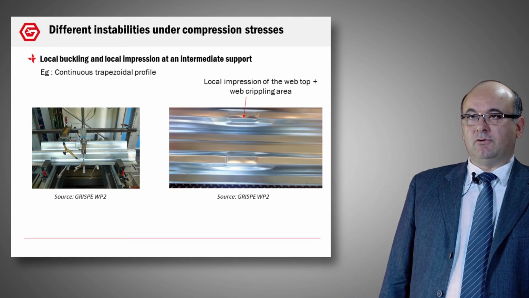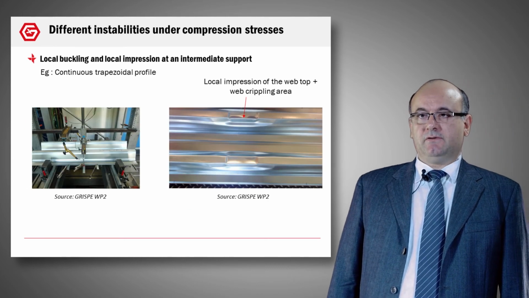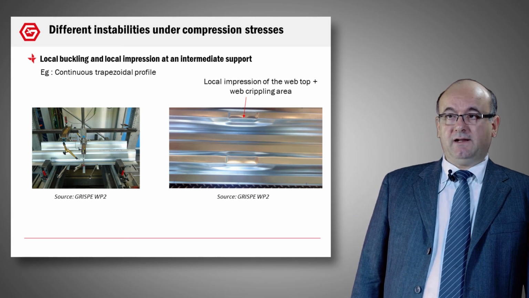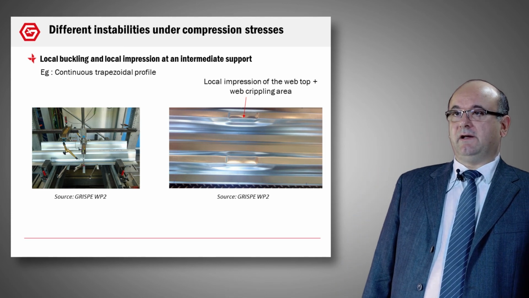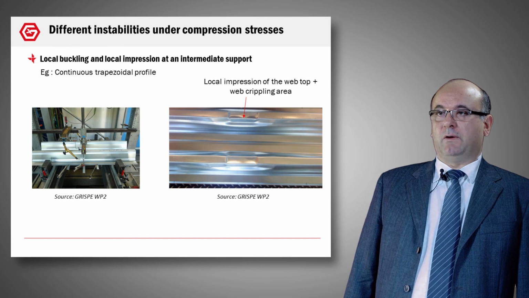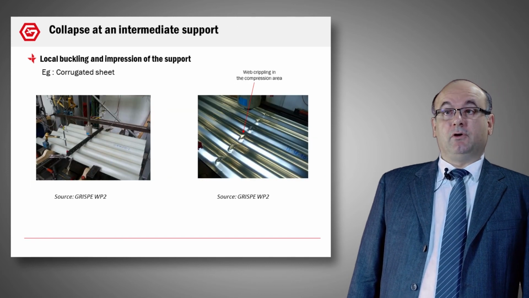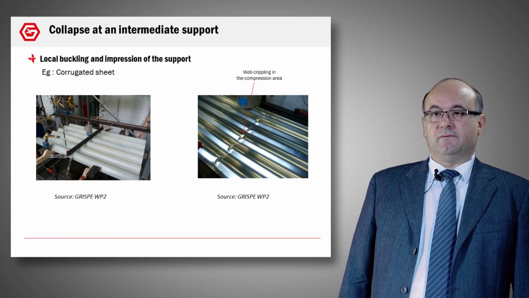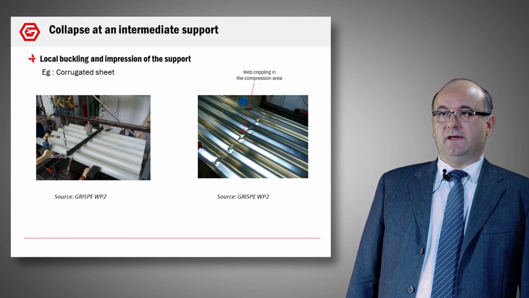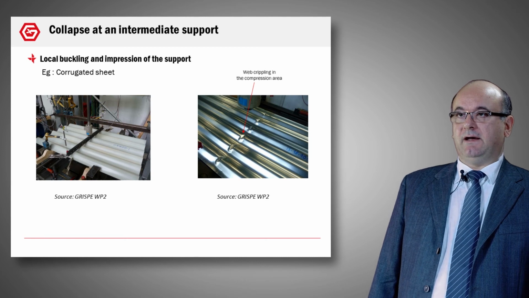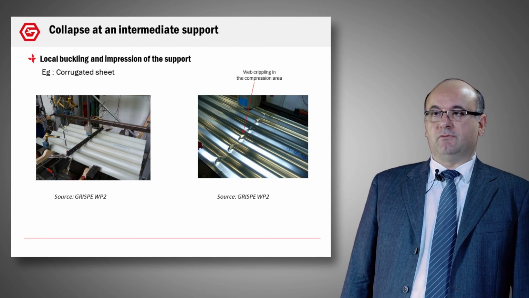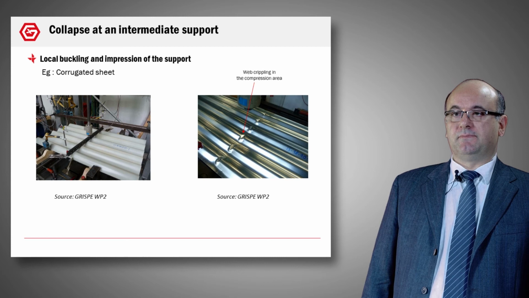Again, a local buckling and a local impression at an intermediate support. You can see an ensemble of profiles here, and on the right, a local impression of the web plus a web crippling area. Another example of local buckling and impression of a support, this time on corrugated sheet. Again, we have a web crippling in the compression area of the profile. You can see this on the right.